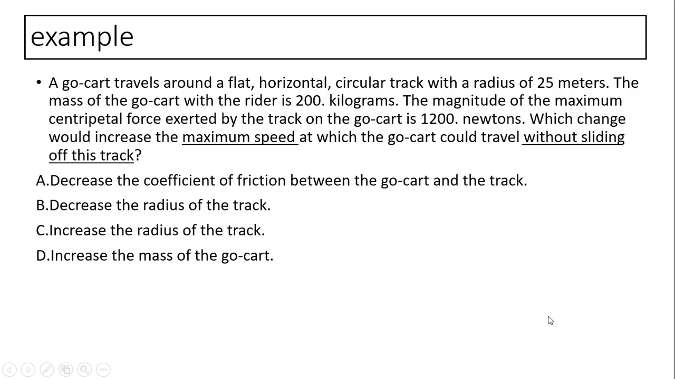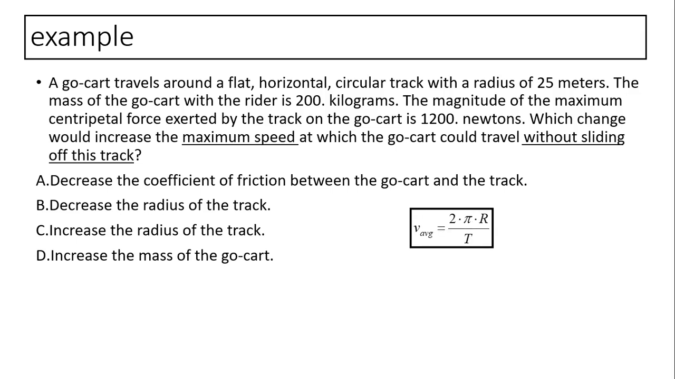Another example, a go-kart travels around a flat horizontal circular track with radius 25 meters. The mass of the go-kart with the rider is 200 kilograms. The magnitude of the maximum centripetal force exerted by the track on the go-kart is 1200 newtons. Which change would increase the maximum speed at which the go-kart could travel without sliding off track? That means, what affects the speed? Coefficient of friction, the radius.